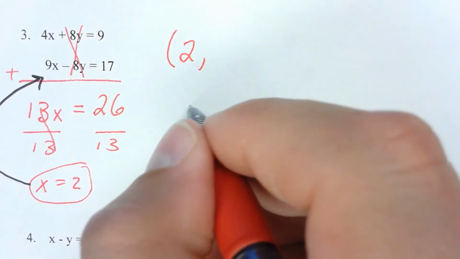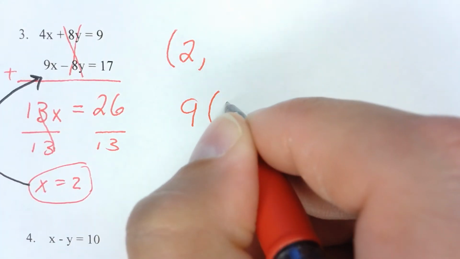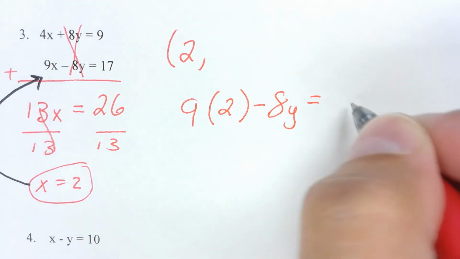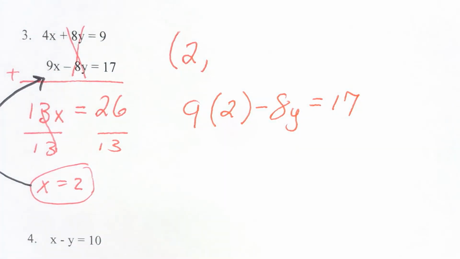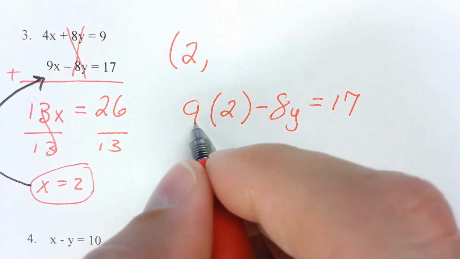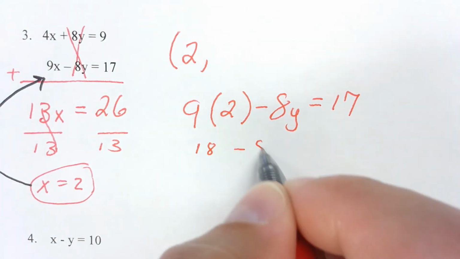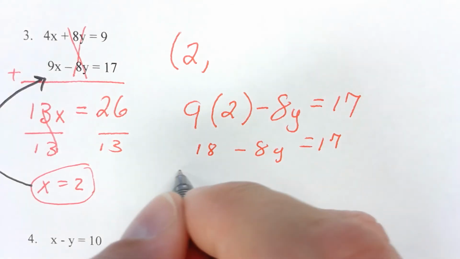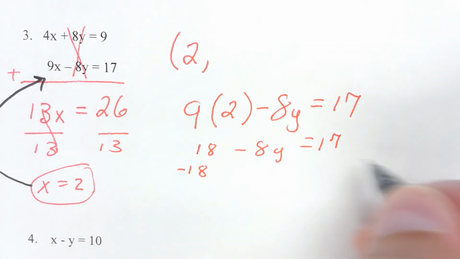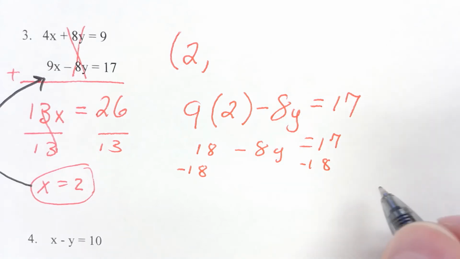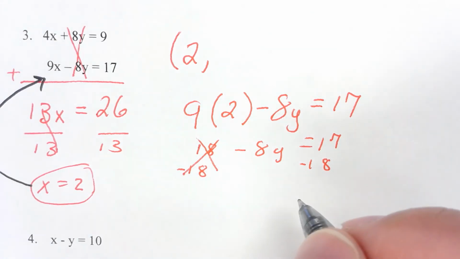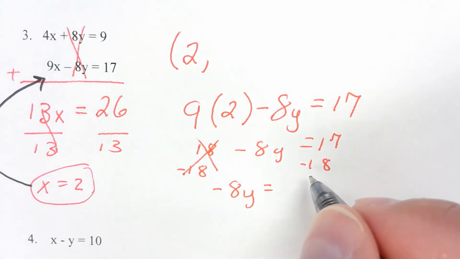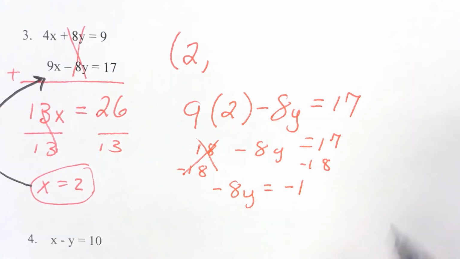2 goes in there. So let's see. 9 times the x, which we said was 2, minus 8y equals 17. Okay, 9 times 2, 18. Finish your problem. Subtract the 18 since that's an addition and it's like terms here. So that's eliminated there. We have negative 8y equals a 17 minus an 18. Well, that's a negative 1.